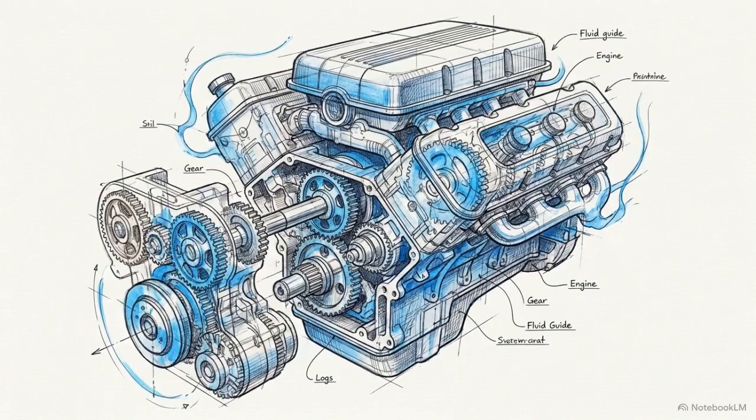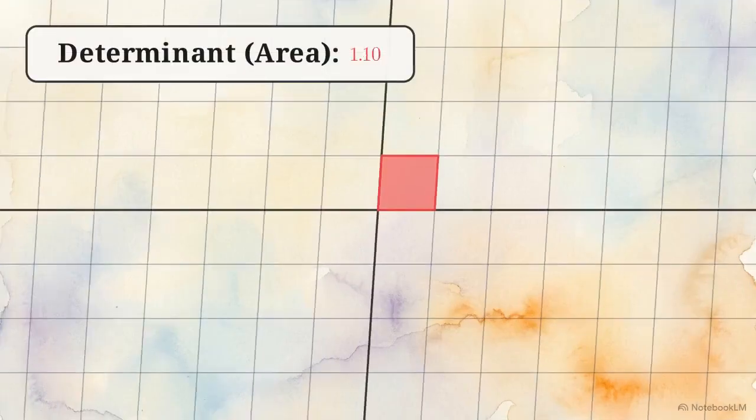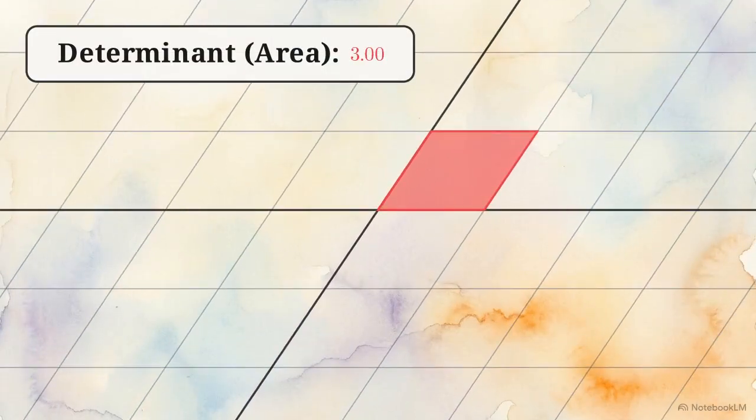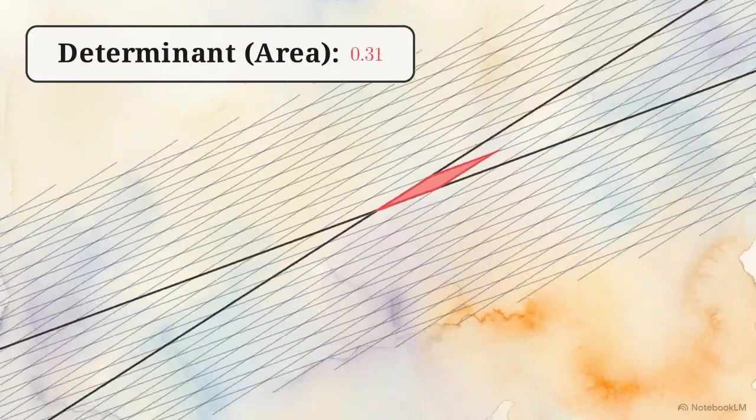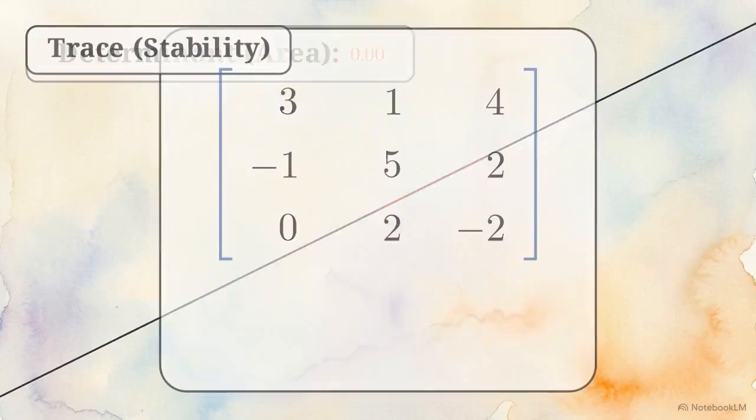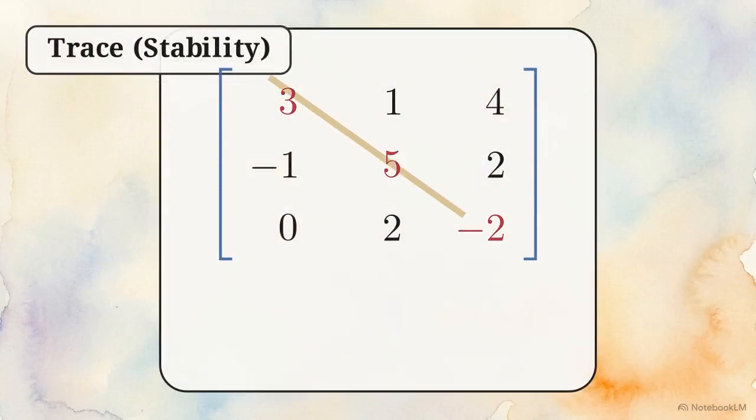Before we start tearing a mathematical structure apart, we have to run some baseline diagnostics to see how it naturally behaves. The first diagnostic tool is the determinant. It's a single number telling you if the matrix expands, shrinks, or collapses the physical space. Then we look at the trace. Summing up the numbers straight down the main diagonal gives a quick snapshot of internal stability.